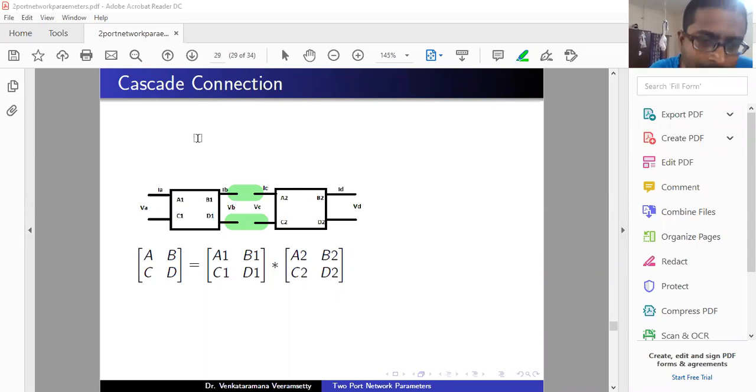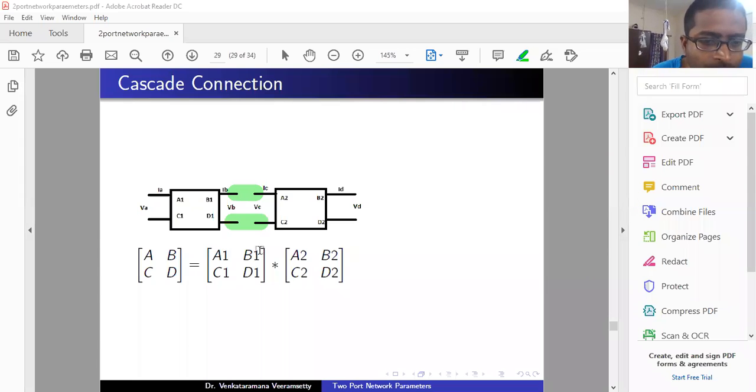Now, for the complete two-port network, the ABCD parameters A, B, C, D are easily calculated by multiplying the ABCD matrix of the first two-port network and the ABCD matrix of the second two-port network. The product of those two matrices will provide the ABCD parameters of the new two-port network which was established by cascade connection of the given two-port networks. I hope you understand.